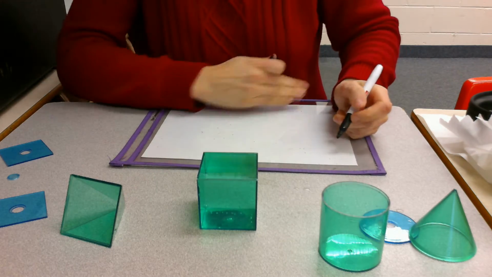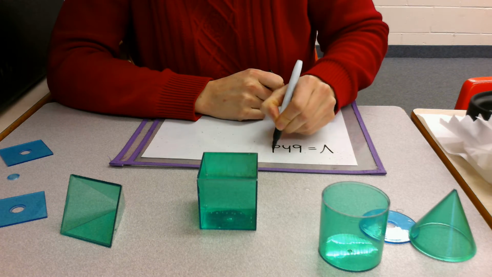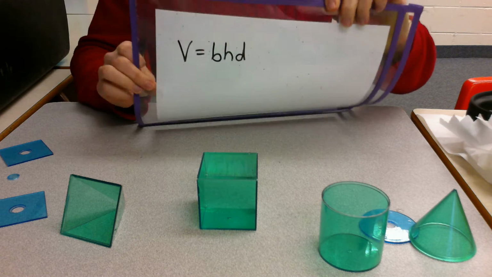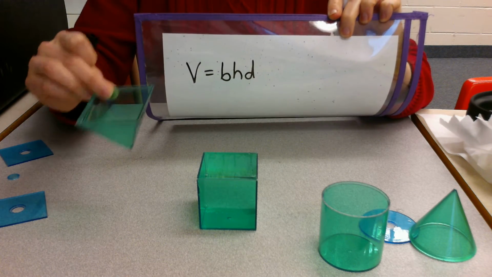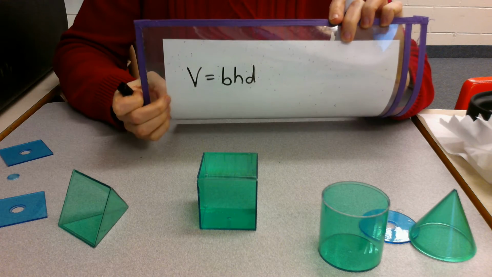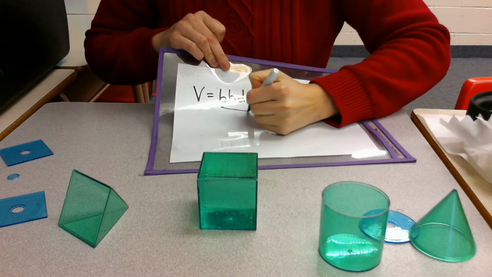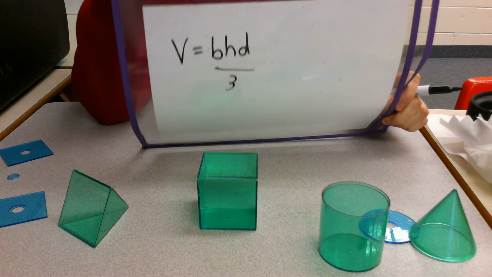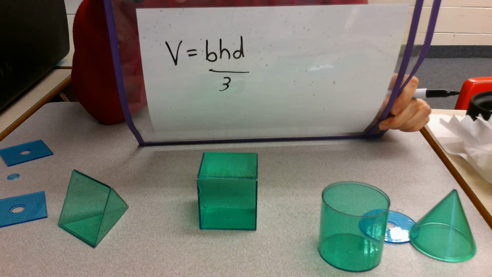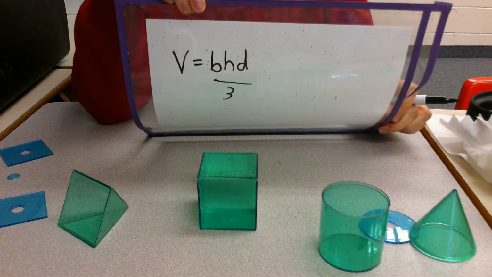Now let's recall the volume of a rectangular prism, or in this case, a cube, is base times height times depth. So if 3 of these pyramids fit inside, to get the volume of a pyramid then, we just have to take the base times height times depth, and we need to divide it by 3. So that is the formula for volume of a square-based pyramid. Base times height times depth divided by 3.